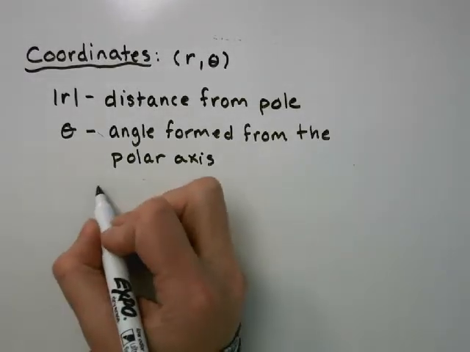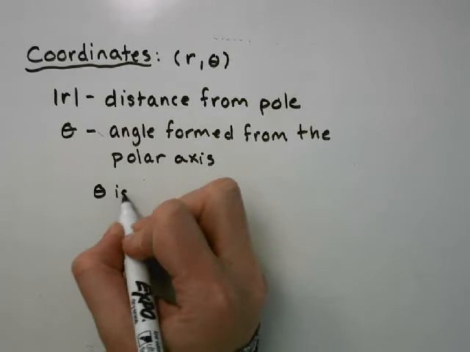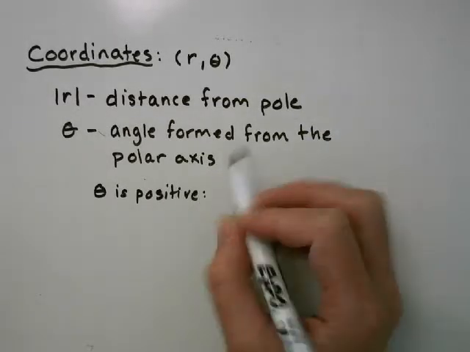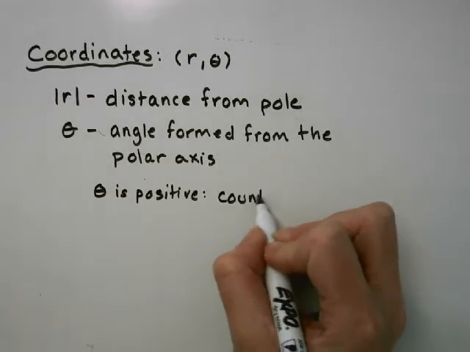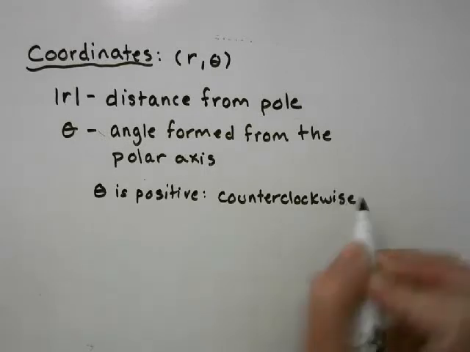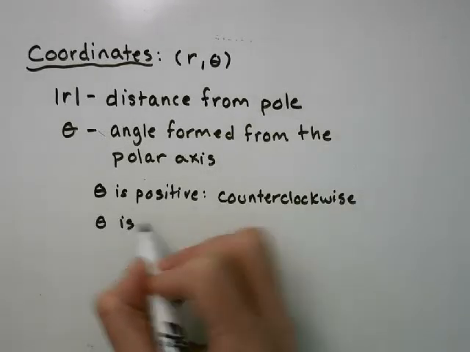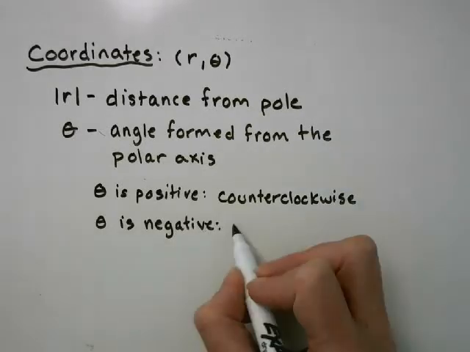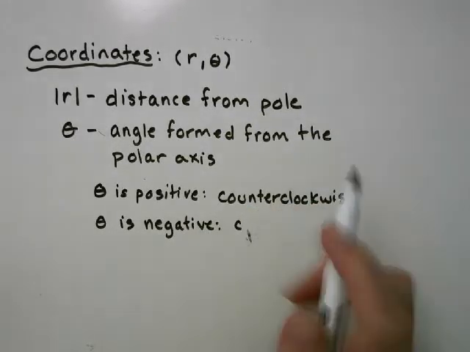Just like on your unit circle, if theta is positive, we go counterclockwise. If theta is negative, then we measure the angle going clockwise.